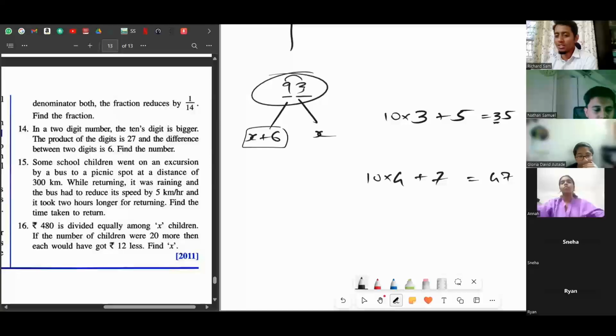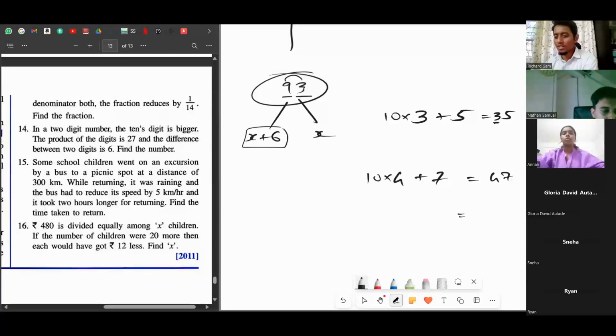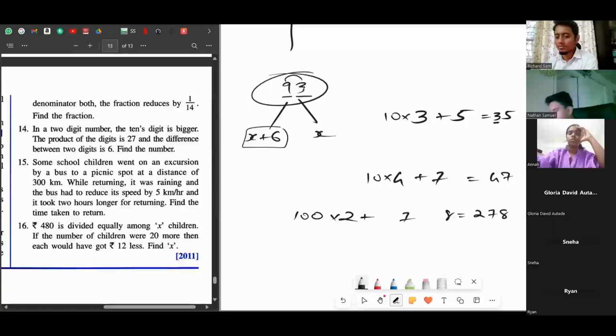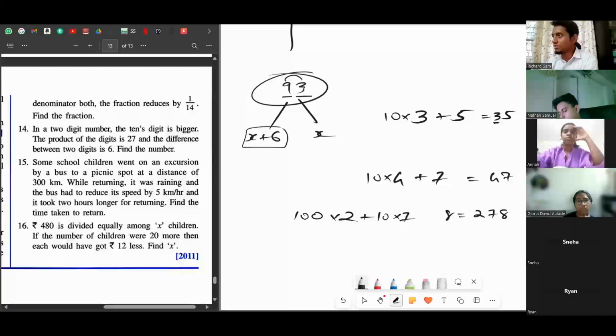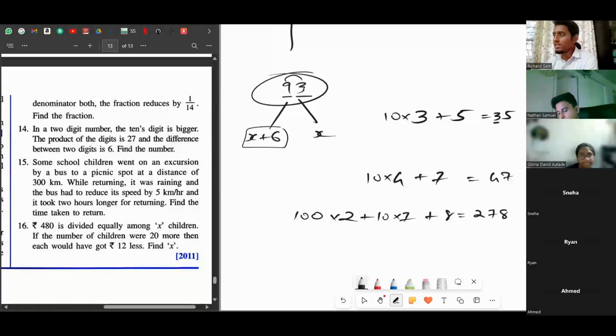What if it's a three-digit number? Can we apply the same logic? For example, I want to get the number 278 and I'm giving you 2, 7 and 8. What should you do with 2, 7, 8? 2 into 100. 2 is in hundreds place. Plus 10 into 7, 70, no? Plus 8. This will give you the number 278. Right, everyone? Okay, anyway, we don't have three-digit numbers. We have a two-digit number, okay?